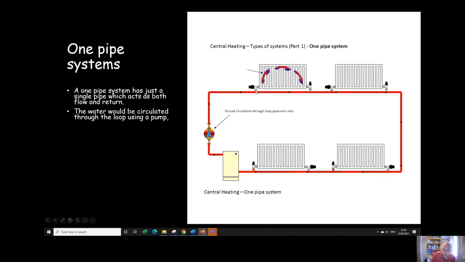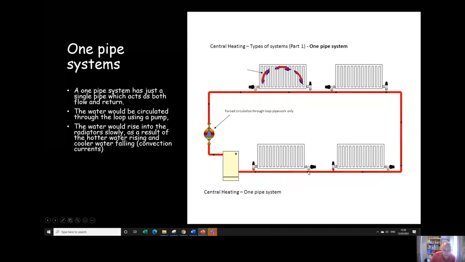You're going to have hotter water going in here and then cooler water dropping out here, which means that the flow temperature to this radiator isn't going to be as hot as the flow temperature to this radiator, which means that you need to start oversizing the radiators as you go around the circuit to still get the same amount of heat output. If you want to get the same heat output in the last radiator as the first radiator, you'd have to make that radiator much larger because the temperature of the water going into it is going to be much cooler.